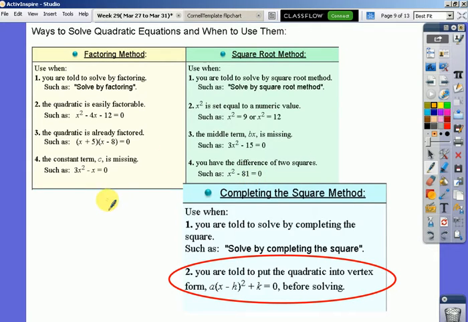Any questions about any of the three methods so far before we go into actually how to solve when completing the square? Okay.